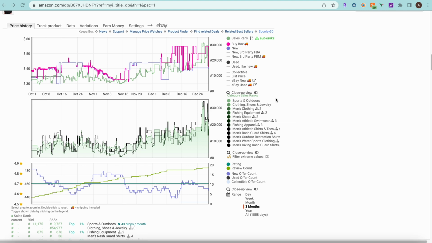So once you have the Chrome extension up on the Amazon product page, you have all of this data in front of you. There's so much data that Keepa provides, but for newbies, it might be a little confusing and overwhelming. So let's break down each thing and how you can use it.